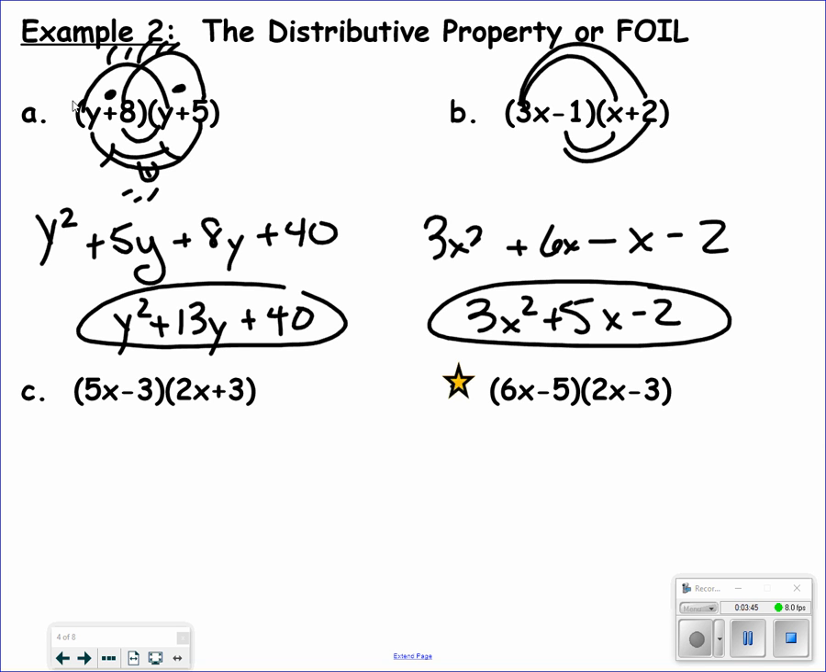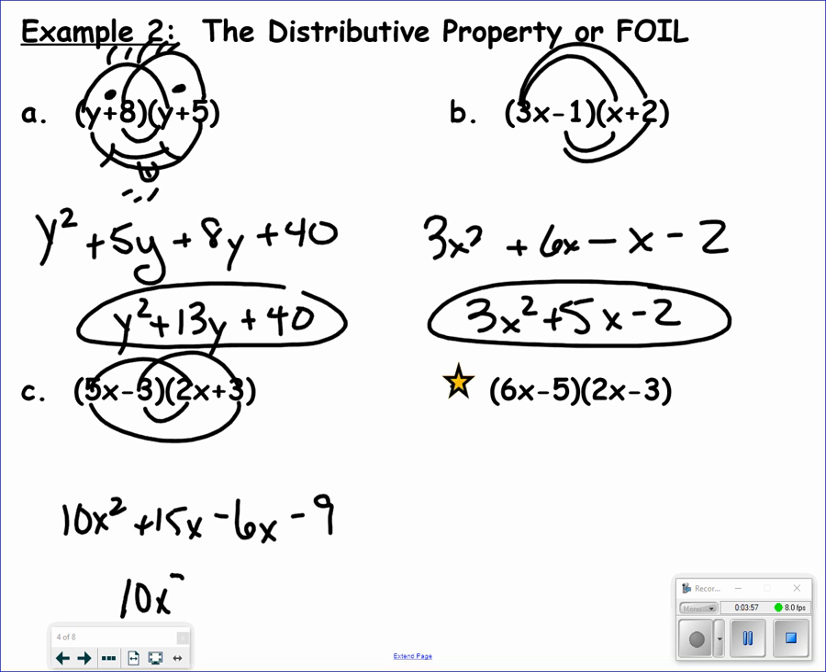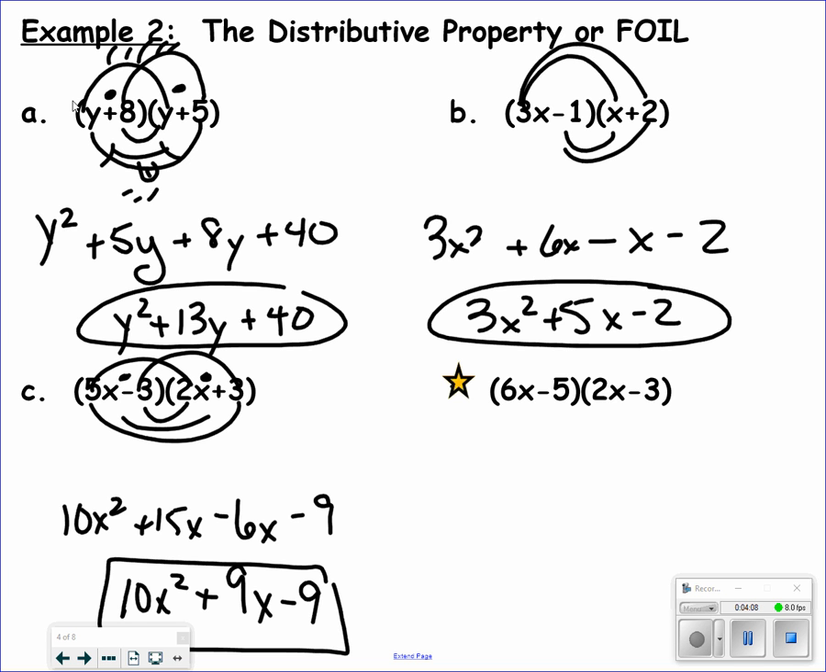So the next one, again, it doesn't matter how you draw your arrows. You're going to take the first, the outer, the inner, and the last, and then add anything that is alike, and that's your answer. Some of you are probably looking at this going, oh, look, it's the smiley face again. Hit pause on the next one and try to do this one by yourself.